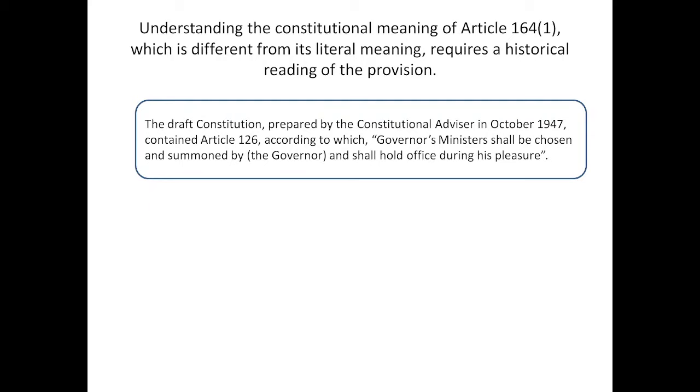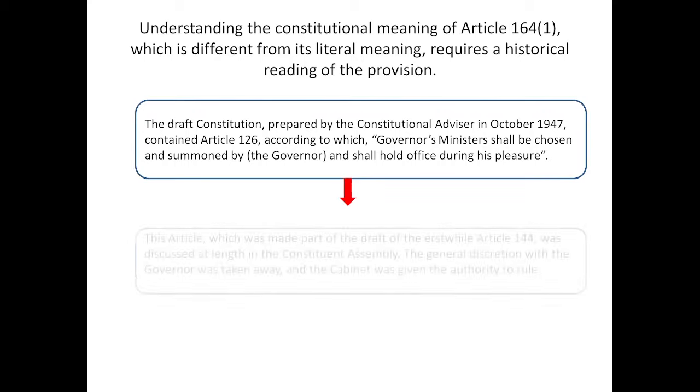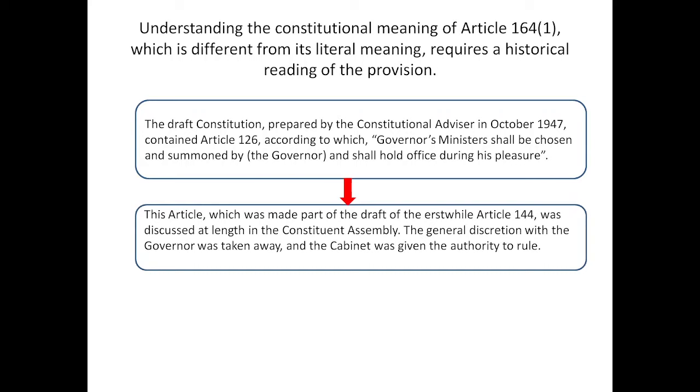Here this says that the governor's ministers shall be chosen and summoned by the governor and shall hold office during his pleasure. It says that the governor can appoint a minister and can remove a minister at his pleasure. It doesn't say anything about any role of the cabinet or the CM, right? But the same article was amended into another draft article.